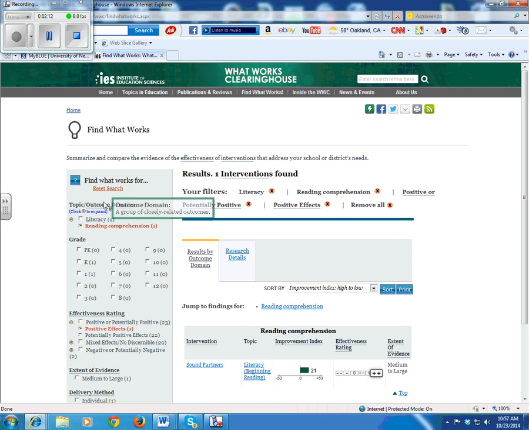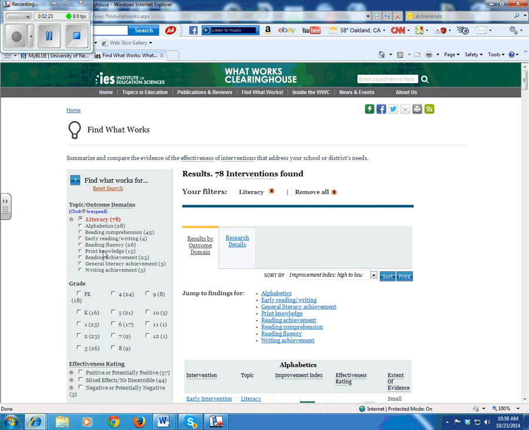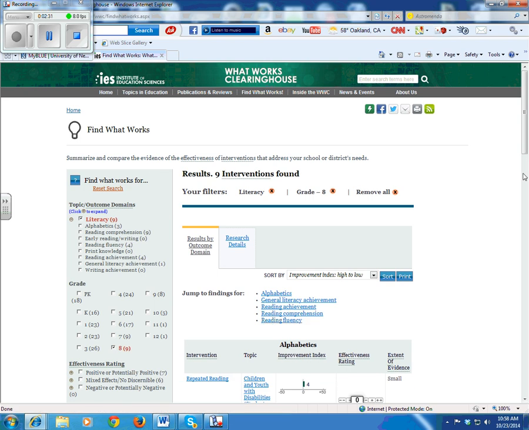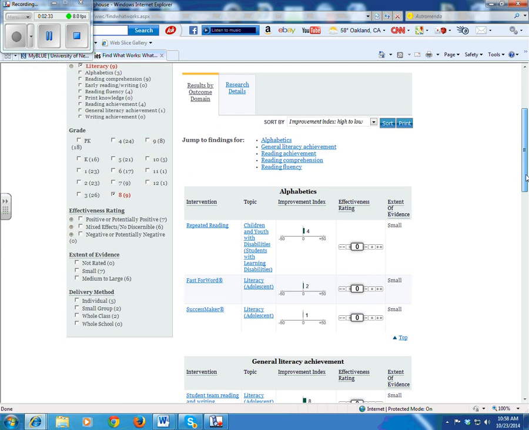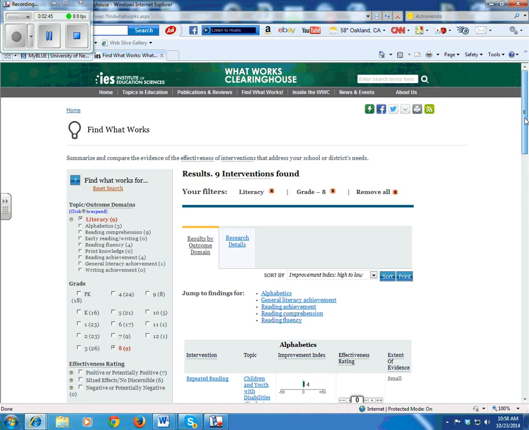Again, let's take a look at some other outcomes in the reading area. So if we again take a look at literacy, and we take a look at the eighth grade, we will notice that there's not very much that looks positive for interventions. That's one of the reasons we intervene early.